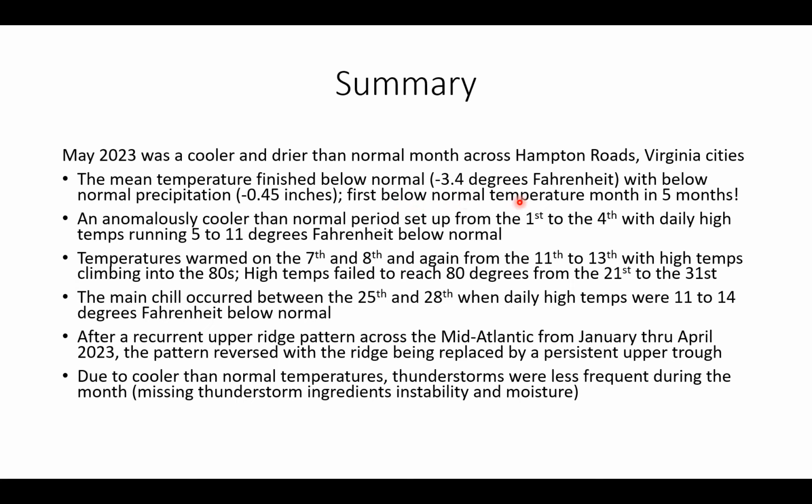So we had 5 consecutive months which we finished the mean temperature above normal. This was the first below normal temperature month in 5 months for Hampton Roads, Virginia cities. We did see an anomalously cooler than normal period set up from the 1st to the 4th to kick off the month of May 2023. We had daily high temps running 5 to 11 degrees Fahrenheit below normal.